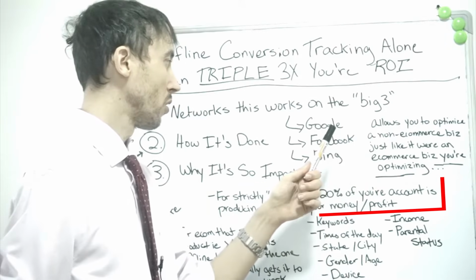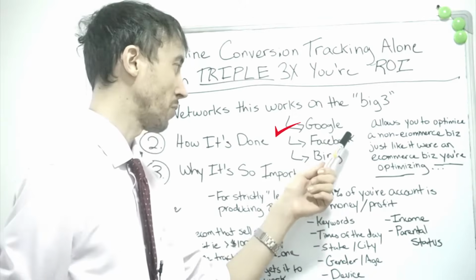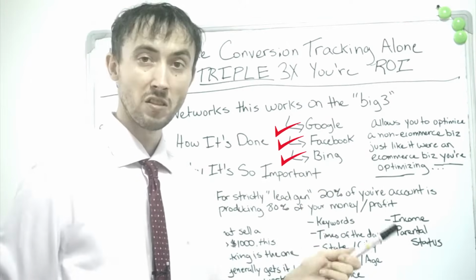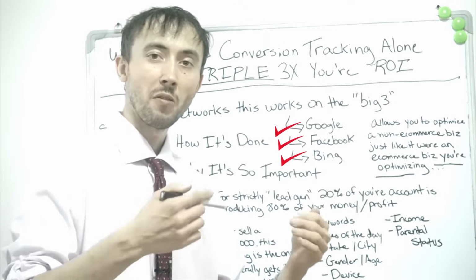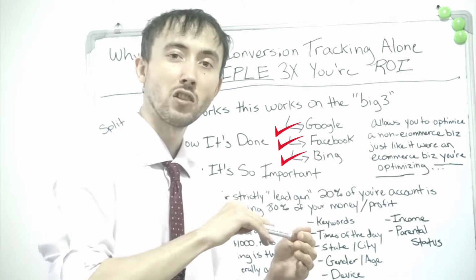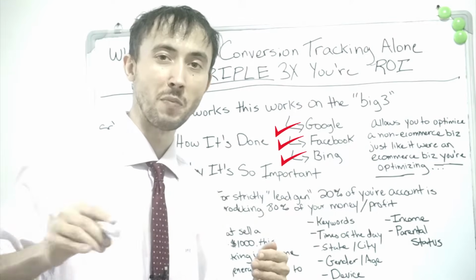So Google calls it offline conversion tracking. Facebook calls it something a little different. Bing calls this offline conversion tracking. But what you're trying to do is identify what it is that you want the prospect to do if they're not just going through and 100% of the time checking you out through the shopping cart yourself.